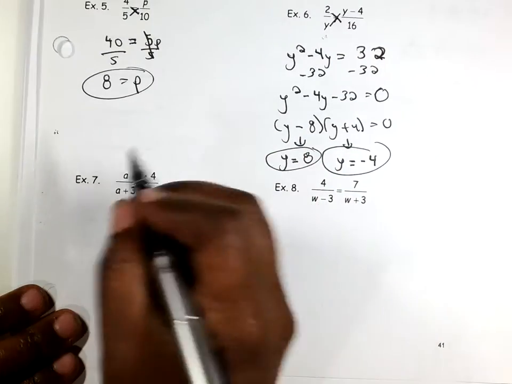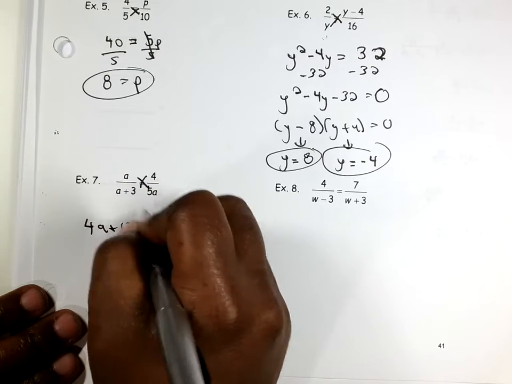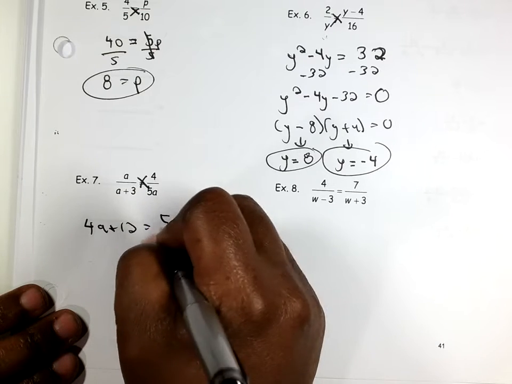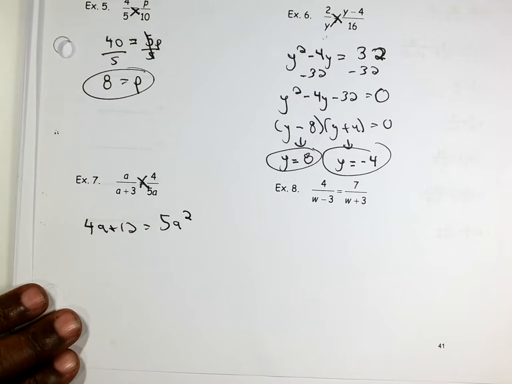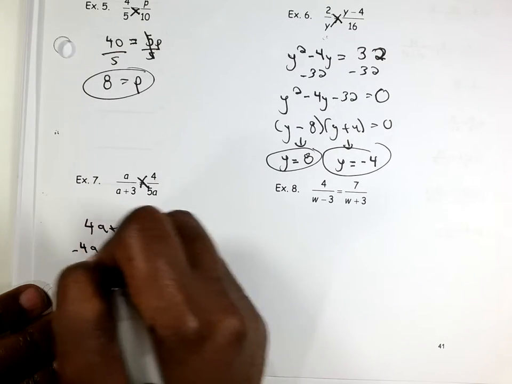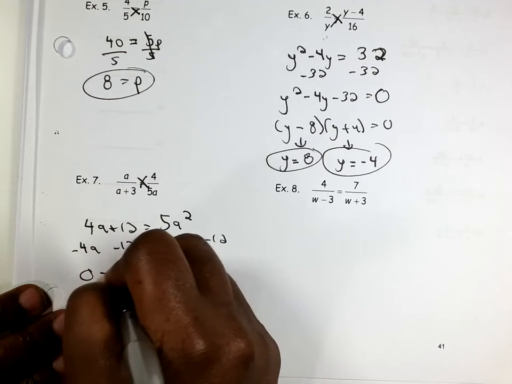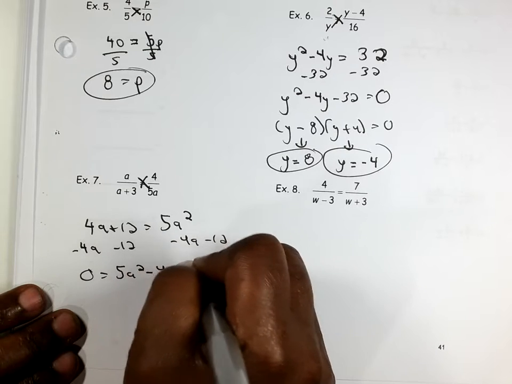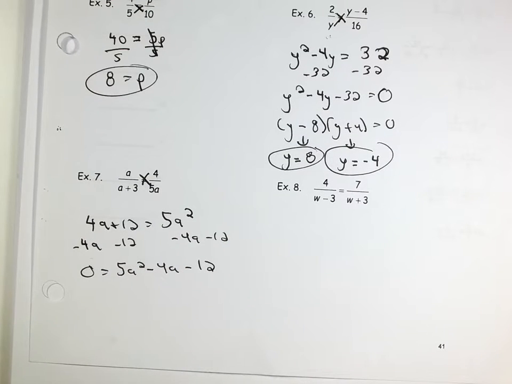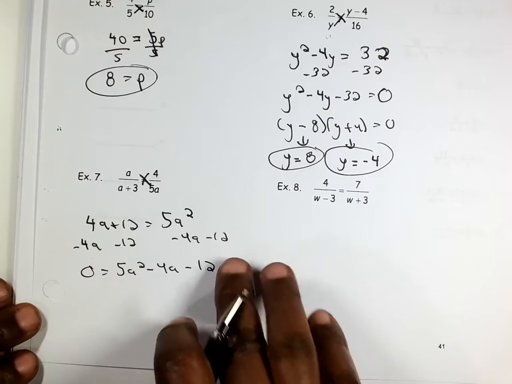Here again, cross multiplying. 4 times a plus 3 would give me 4a plus 12. And a times 5a gives me 5a squared. So again, I have a square term here, so I need to set it equal to 0. I'm going to subtract 4a and 12 from both sides. And I get 5a squared minus 4a minus 12. And I have to figure out what combination works. So I'm going to put this aside for a second.